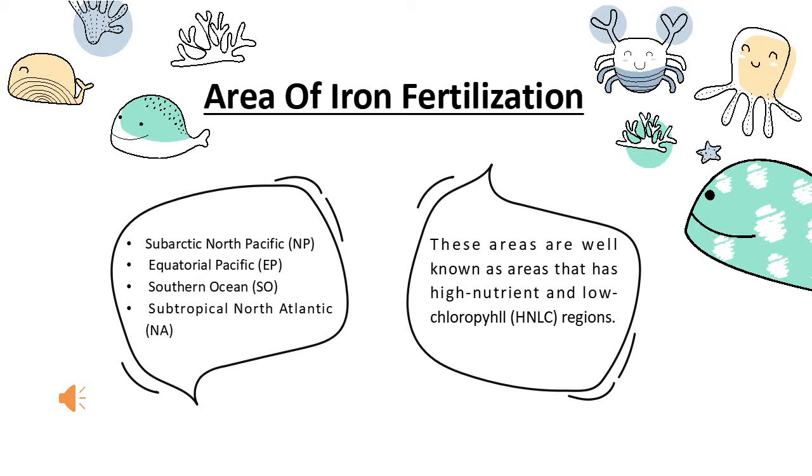In this slide is shown the area of iron fertilization, which is where the OIF experiments are placed. The places are subarctic North Pacific, equatorial Pacific, Southern Ocean, and subtropical North Atlantic. These places are chosen by the scientists because these areas are well known as high nutrient, low chlorophyll (HNLC) regions.